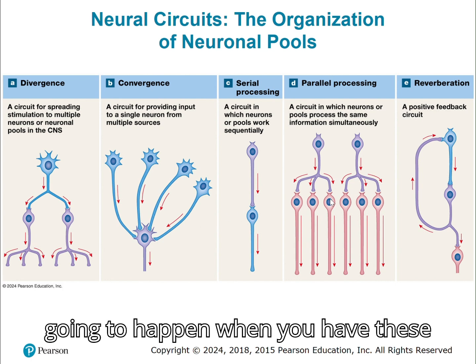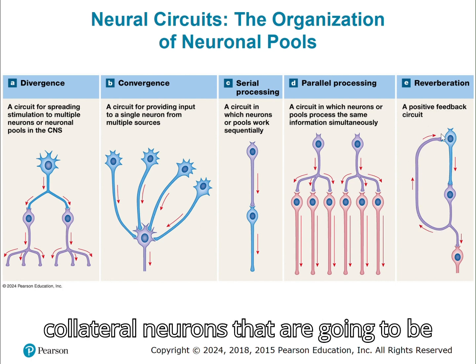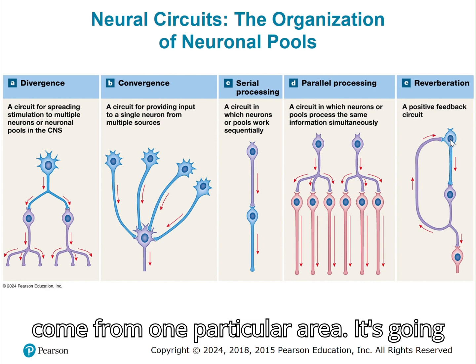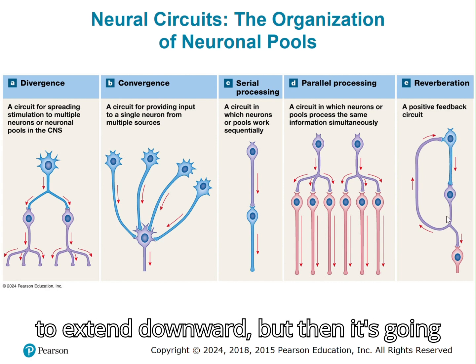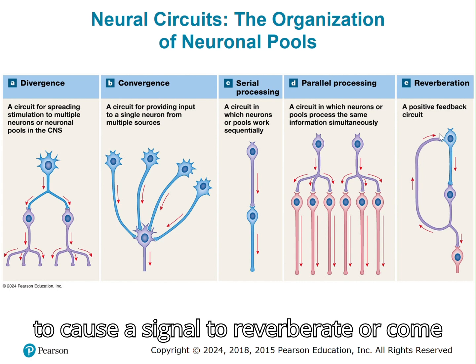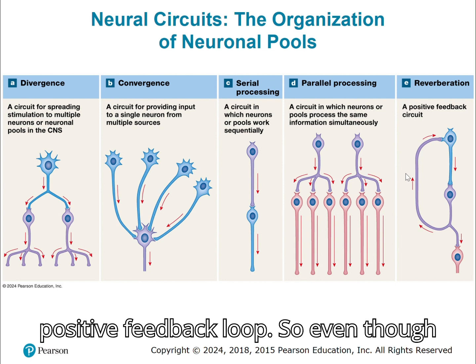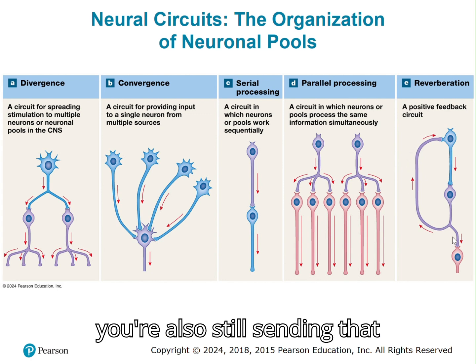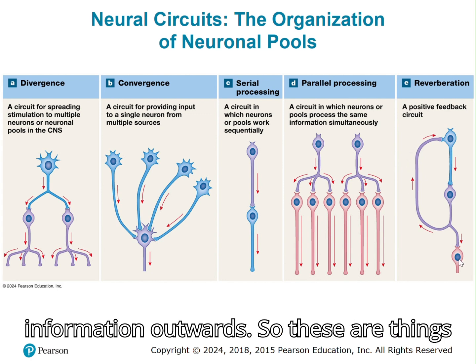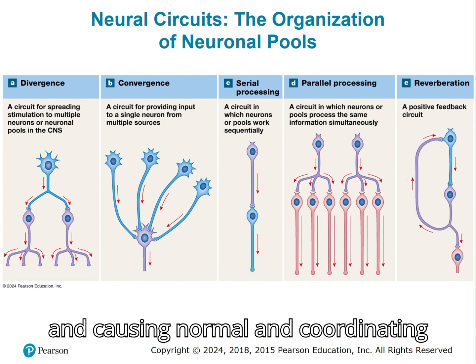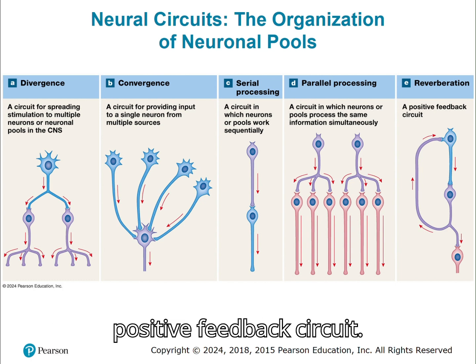But then we can also have reverberation. Reverberation happens when you have these collateral neurons in there. So the information comes from one particular area and extends downward, but then it causes a signal to reverberate or come back. This causes a positive feedback loop. So even though you're having this loop going around, you're also still sending that information outwards. These are things like maintaining your consciousness, causing normal breathing, and coordinating your muscles, which are going to have that positive feedback circuit.